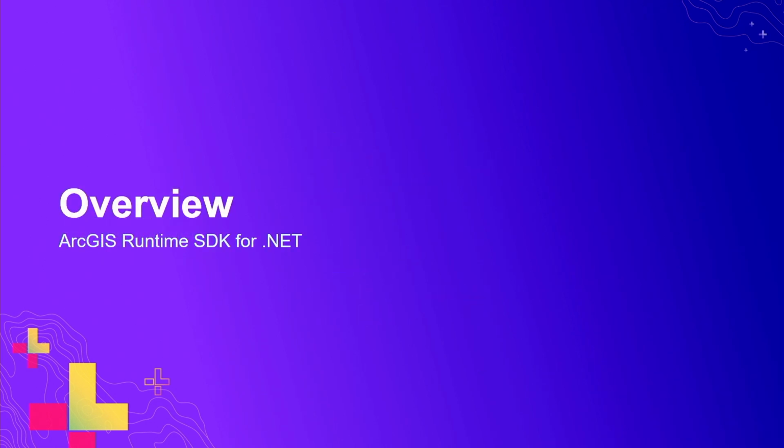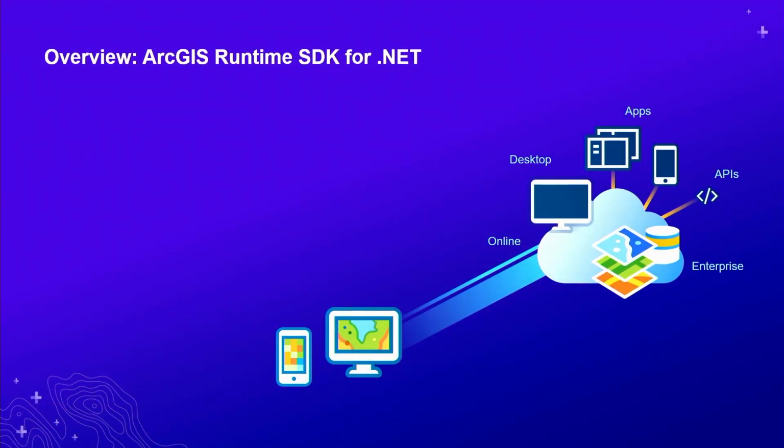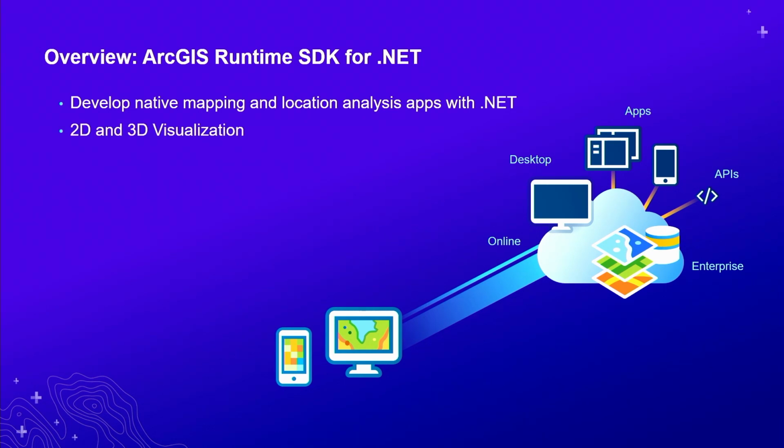Okay, so first up, we'll take a look at an overview of the ArcGIS Runtime SDK for .NET. ArcGIS Runtime SDK for .NET is a collection of .NET APIs and SDK resources that enable you to build native apps with mapping and location analysis capabilities. The apps you build can include rich 2D and 3D visualization. ArcGIS Runtime provides access to ready-to-use maps and data. They can come from ArcGIS Online with base maps, elevation, imagery, feature data, and more.